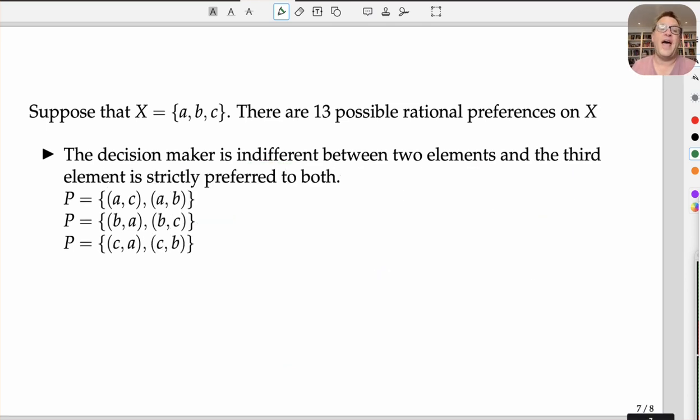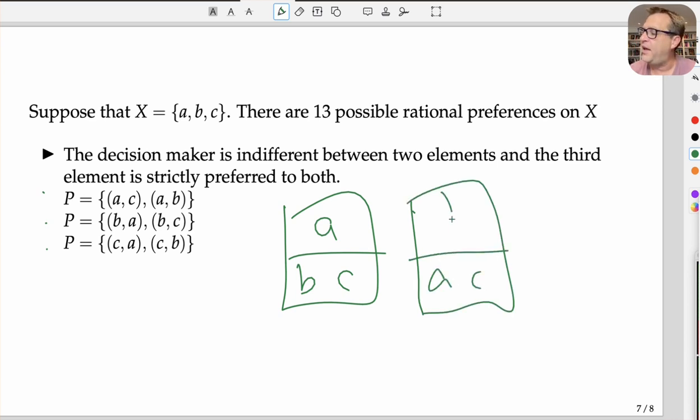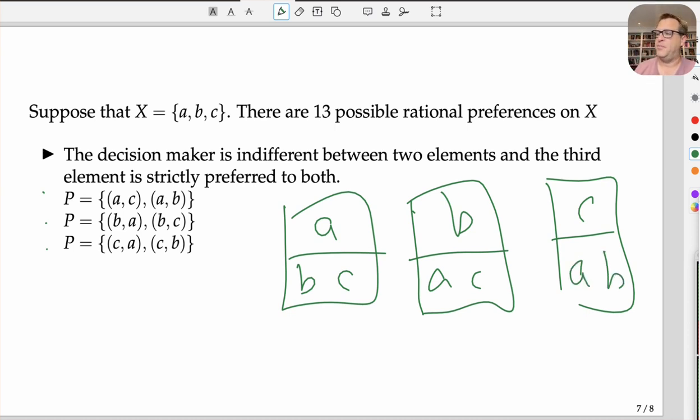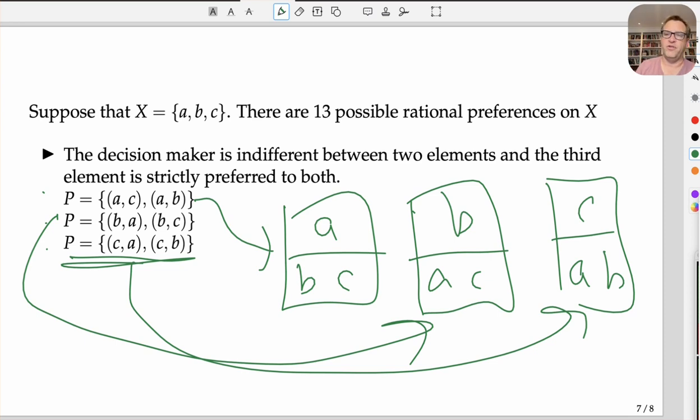A third category is that a decision maker is indifferent between two elements, but the third element is strictly preferred to both of those. So these three strict preferences represent those situations. You could have B and C tied for second place, and A uniquely in first. You could have A and C tied for second place, and B uniquely in first. And finally, you could have C uniquely in first, and A and B tied for second place. So this third strict preference is represented there. The second one is represented by that second box, and here is the first one.